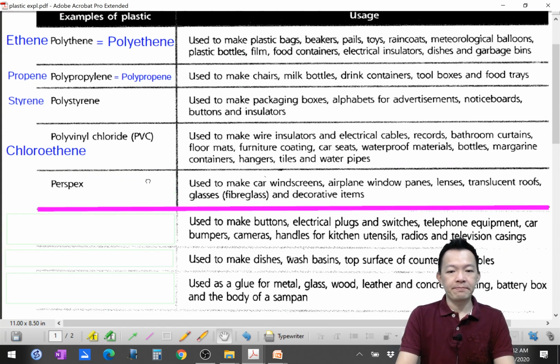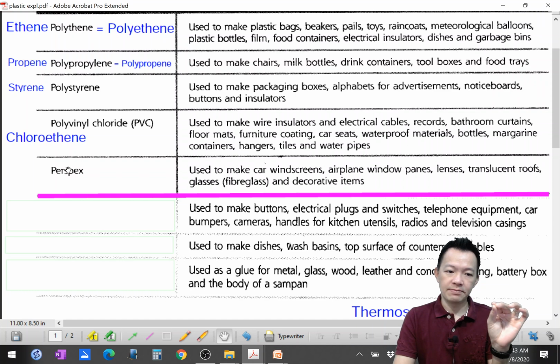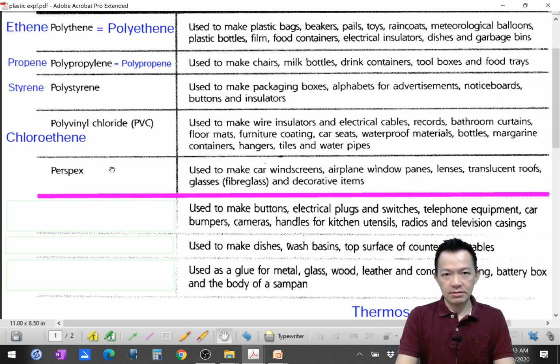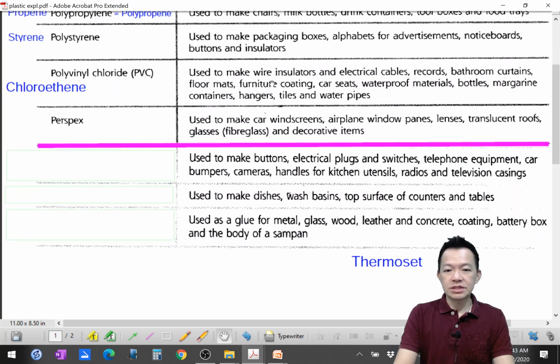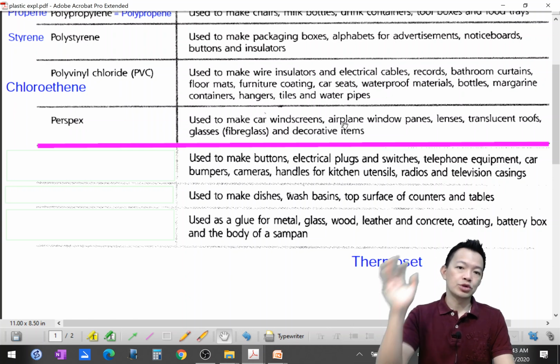What other plastic is there? Perspex. Always means Perspex, higher quality plastic. Monomer, never mind, the name is very long, you can't memorize it. Okay, Perspex, higher quality plastic, and the most significant thing about this plastic is that it is transparent. What is it used for? To make aircraft windscreens, car windows, aircraft window panes, airplane windows, lenses, translucent roofs, glass, and also decorative items.